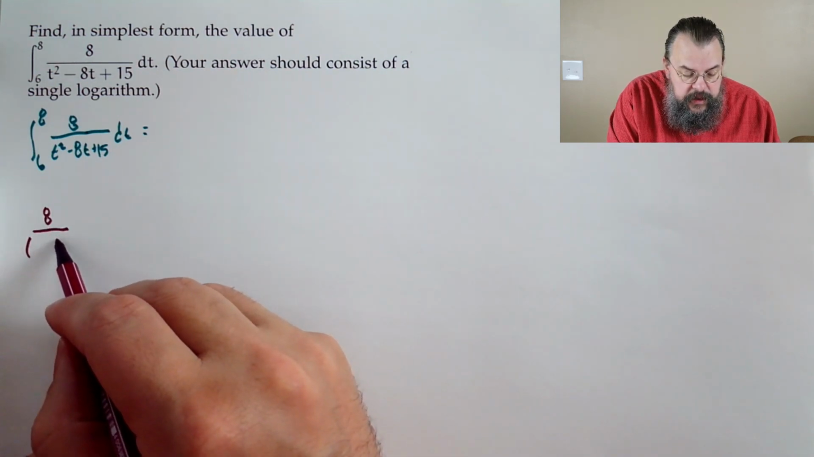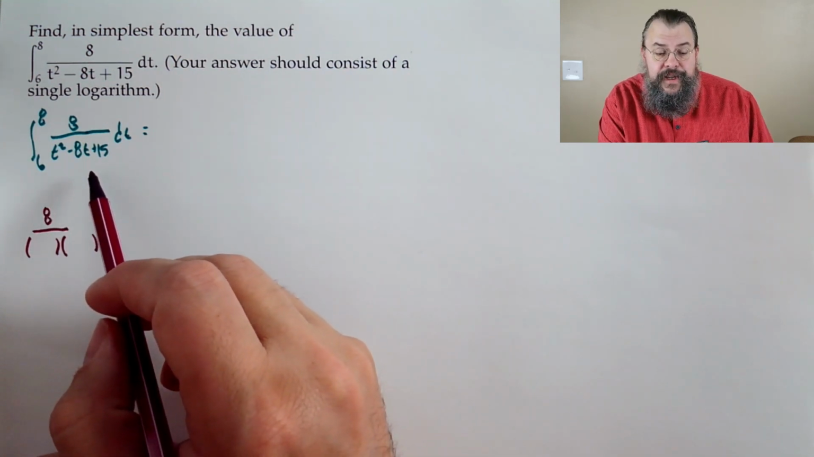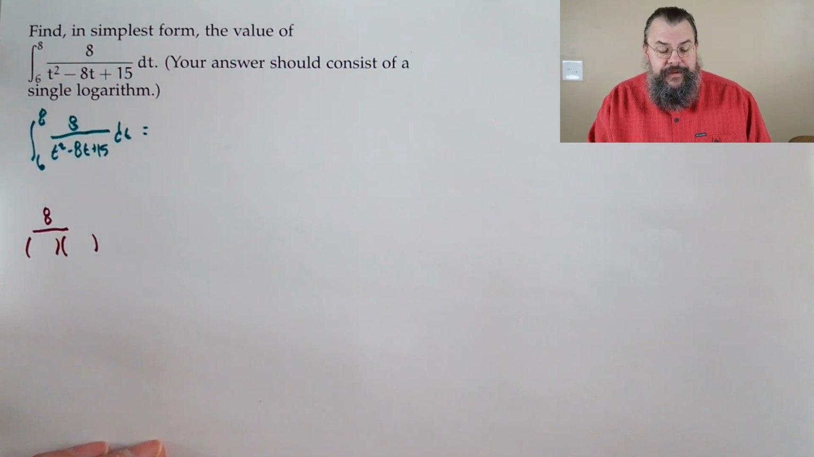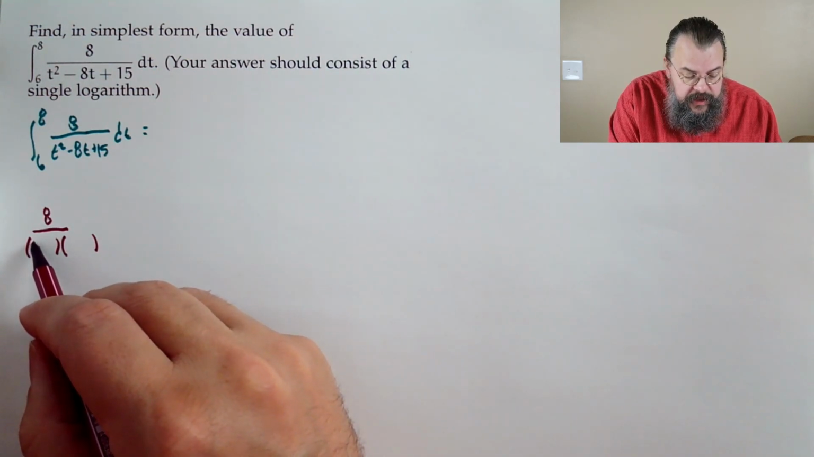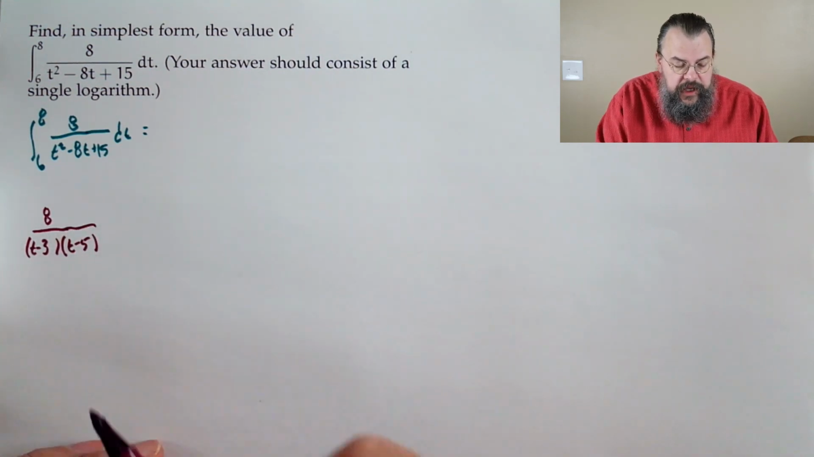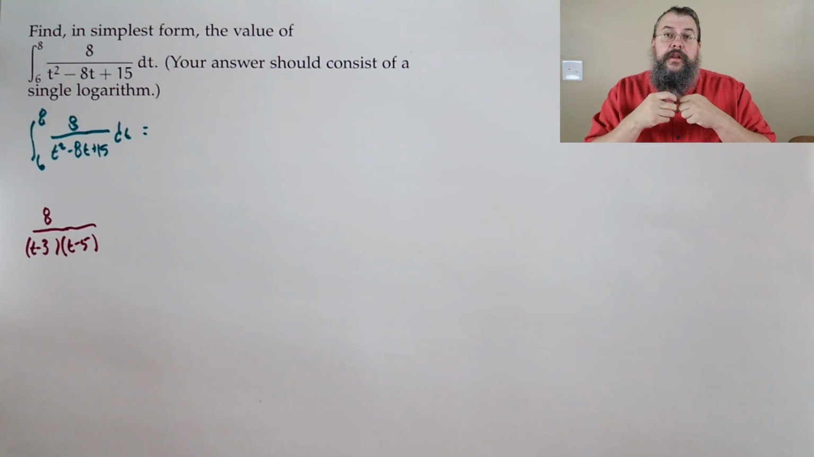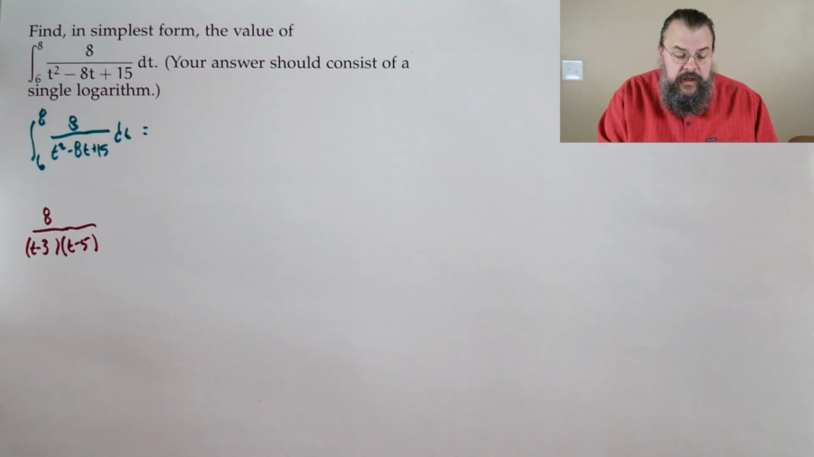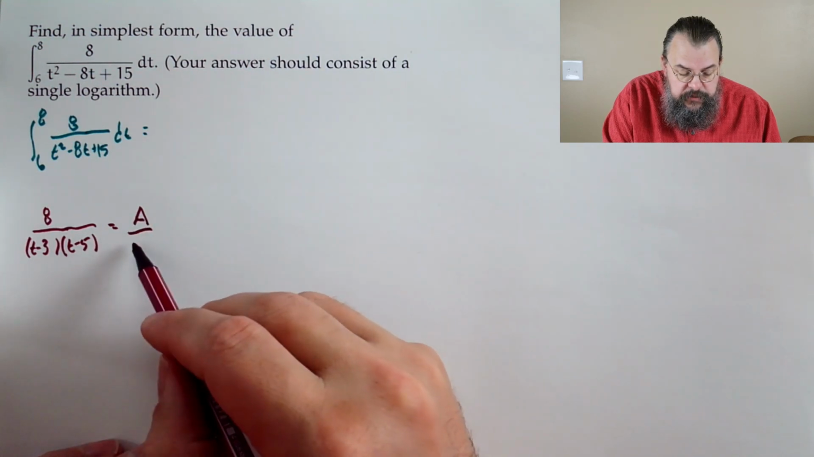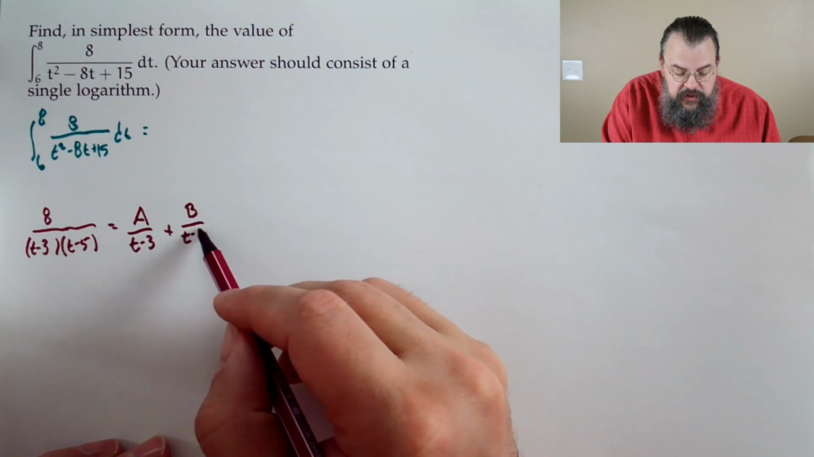It factors, and what does it factor as? Well, I need two numbers that multiply together to give 15 and add together to give 8. Well, that's not too hard to imagine because 15 is 3 times 5. So we're going to have t minus 3 and t minus 5. Okay, so now that we know what our terms are in our denominator, the idea of partial fractions says, look, this can be pulled apart as we have something over our first term, t minus 3, and something over our second term, t minus 5.